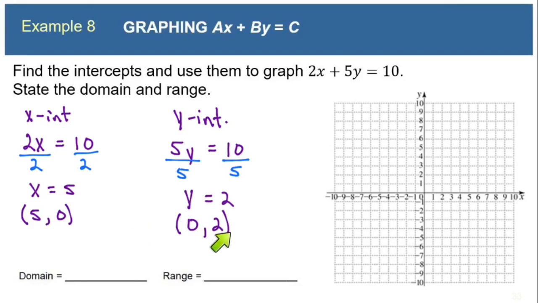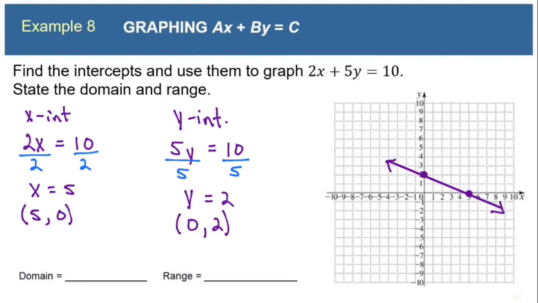Okay, now we plot each of those points. So the x-intercept is on the x-axis, that's 5, 0, that's right here. The y-intercept is on the y-axis, that's 0, 2, that's right here. And there is the line.